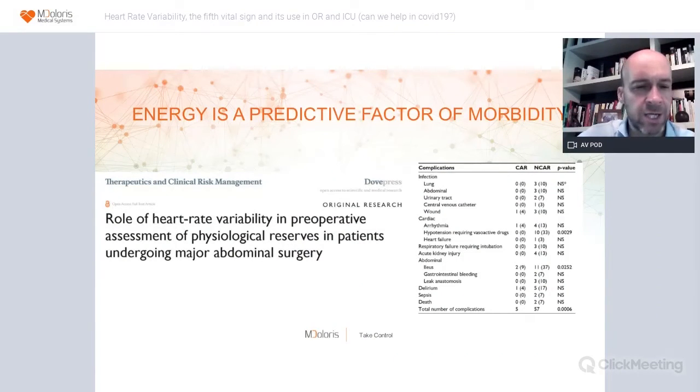This other study, for instance, says that the energy value is an indication of the physiological reserves of patients undergoing major abdominal surgery. So we have two important messages. One, the one which is proven, supported by 150 publications, but I would recommend just keeping in mind the Funke and Upton studies, which are very good.